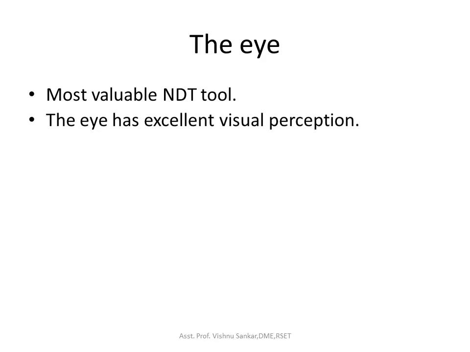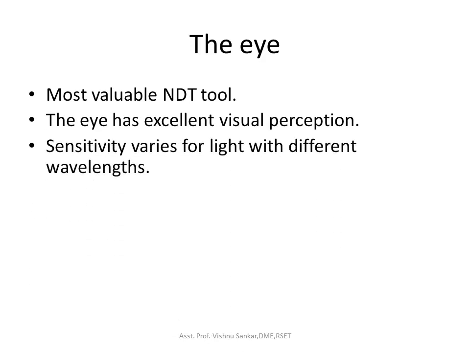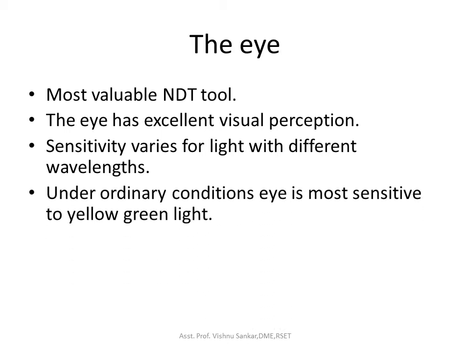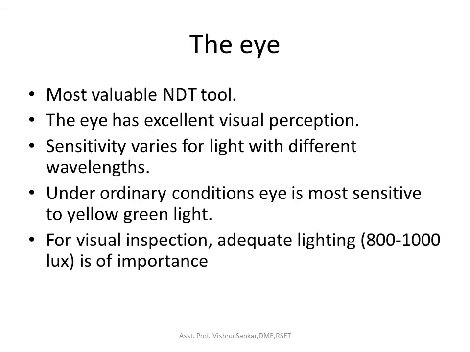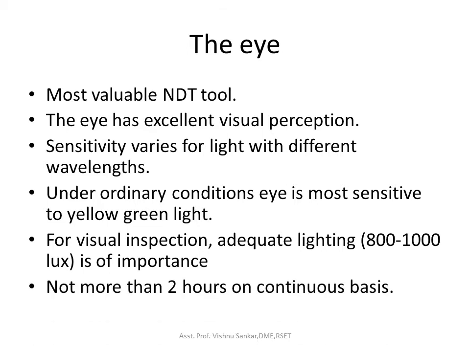Now, moving on to the most valuable NDT tool which is used for visual inspection. It is our eye. It is valuable because the eye has excellent visual perception. The sensitivity varies for light with different wavelengths. Under ordinary conditions, the eye is most sensitive to yellow-green light. For visual inspection, adequate lighting in the range of 800 to 1000 lux is important, and inspection cannot be done for more than 2 hours on a continuous basis.